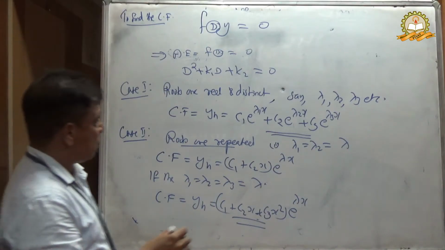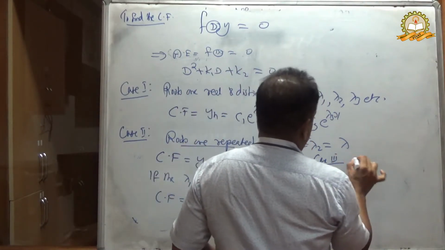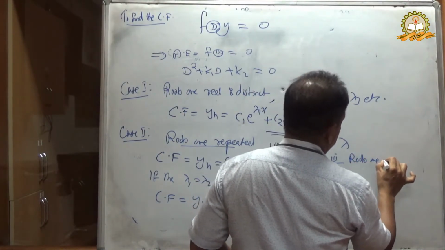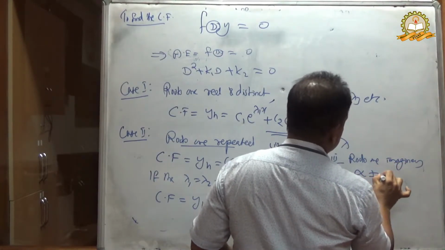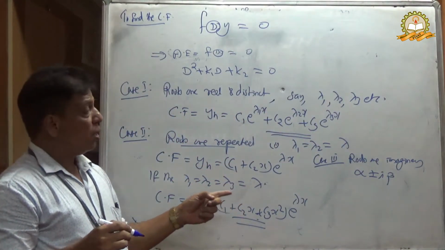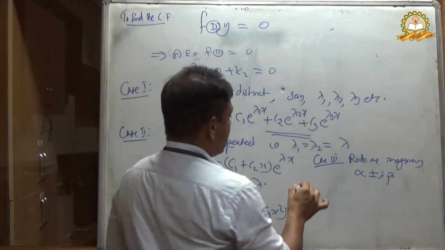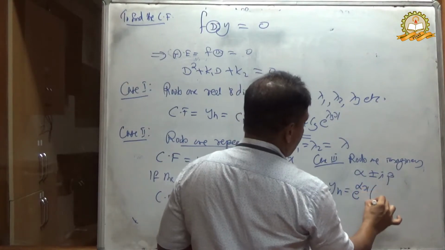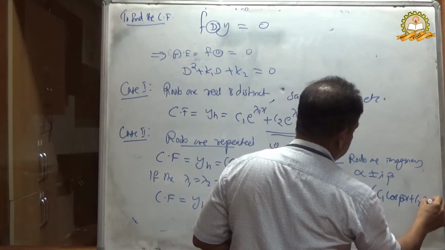Case 3, one more case: roots are imaginary, that is, alpha plus or minus i beta form. When we solve the quadratic equation, we get the roots imaginary, alpha plus or minus i beta. In this case, the complementary function y of h is equal to e raised to alpha x into c1 cos beta x plus c2 sin beta x.